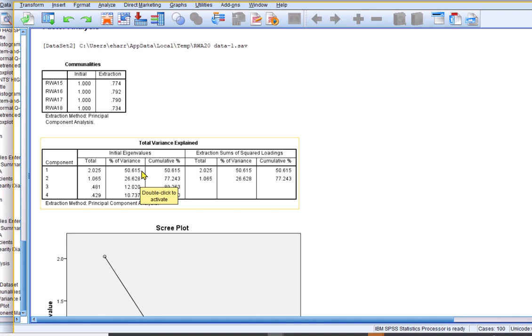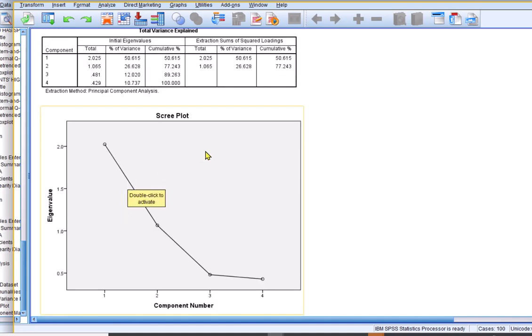What the program does then is it takes out that variance and it sees if there's enough left over to factor another clump out of the data, and there is, with an eigenvalue greater than 1, and that one accounts for 26.628% of the variance. Now we've taken out all of that variance, 77.243% of the variance. Whatever's left over, whatever residuals are left after removing that variance from the correlation matrix, it's not enough to reach an eigenvalue greater than 1, so that's where the process stops. This third one is not a factor, and the fourth one is not either.